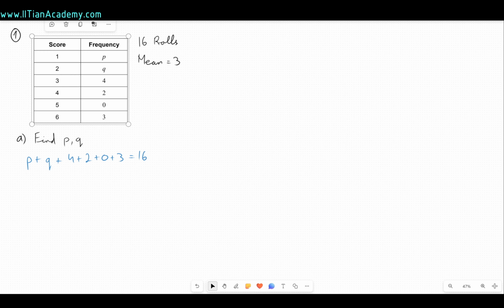And so we can say that P plus Q, well, 4 plus 2 is 6, plus 3 is 9. So we need to subtract 9 from the other side. So this will be equal to 7. So P plus Q is 7.